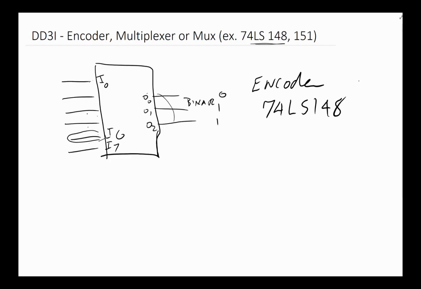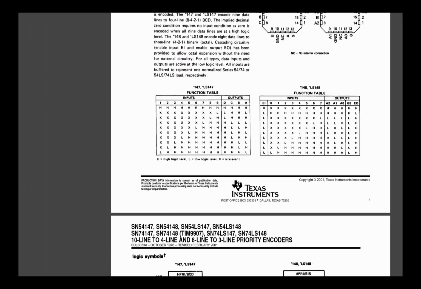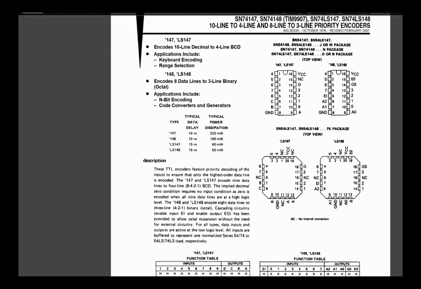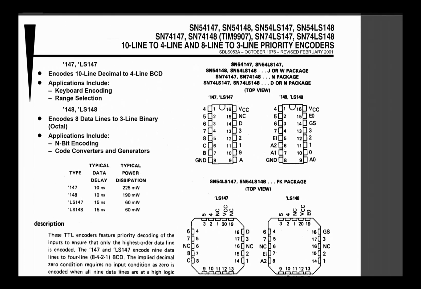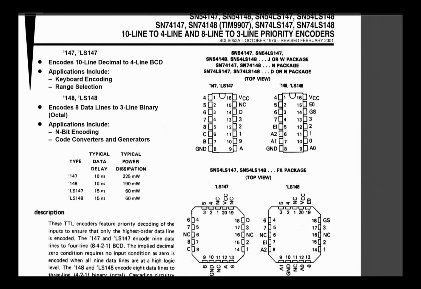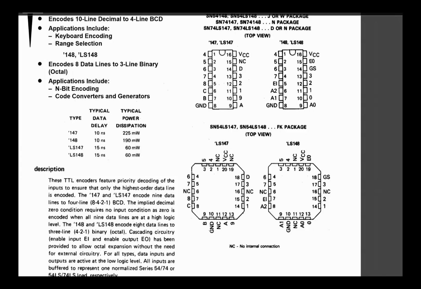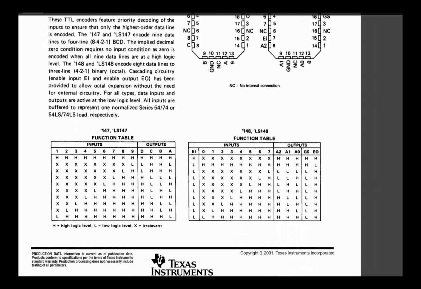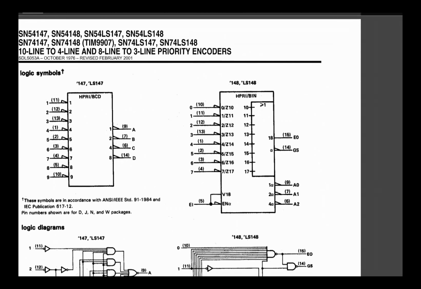Let's take a look at the actual data sheet for this part so we can dig into it and see what it's made of. Here is the 148. Like everything else we've looked at, the data sheet is overloaded, with many different parts covered by just this one data sheet. As you can see, the parts come in both surface mount packages as well as DIP packages. In most of the school labs, we will use the DIP package, the 74LS148. That's the one we are using, the one to the right here.